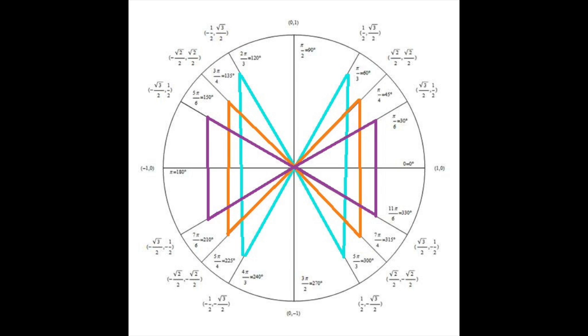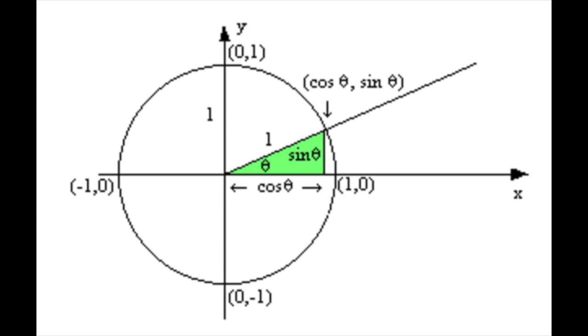If a right triangle is drawn based on an angle in the circle, the height of the triangle will be the sine of that angle, and the length of the triangle will be the cosine of that angle.